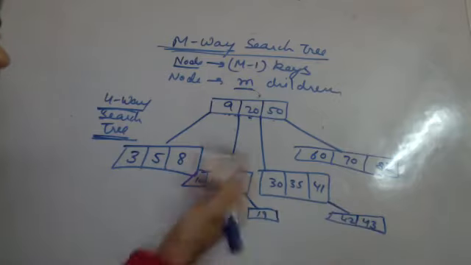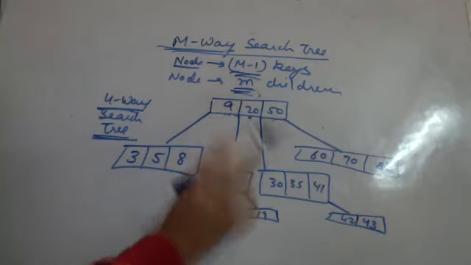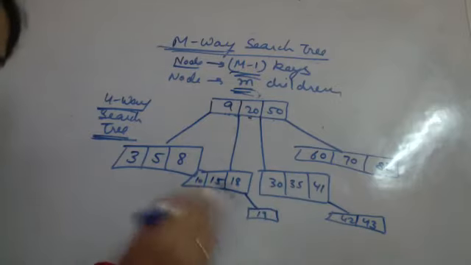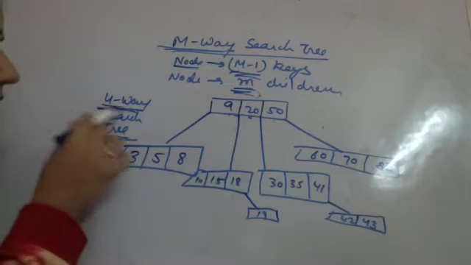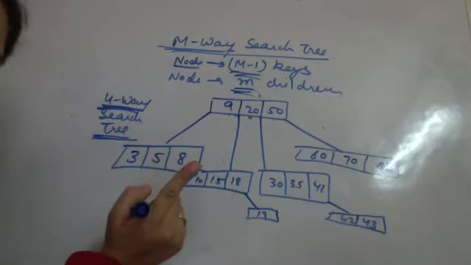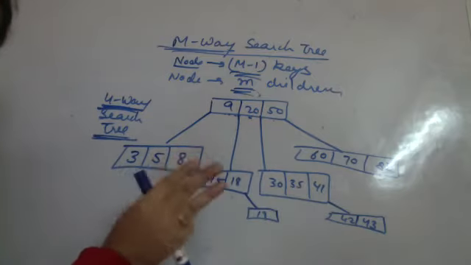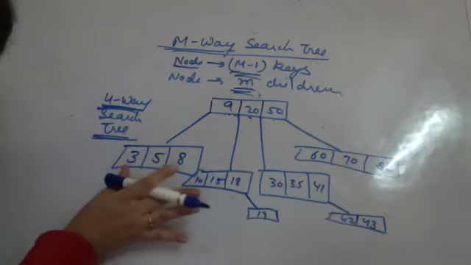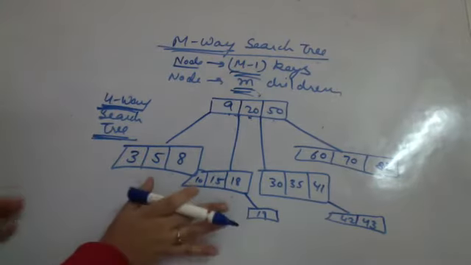It can have maximum m minus 1 keys and maximum m children. This is the maximum size in an M-way tree. So it is not necessary that all the children are present, and it is not necessary that all the keys are present. So in a 4-way search tree, a node can have at most 4 children and 3 keys. So if you can clearly see with the example, I'll tell you how I insert and all, but I'm just telling the concept here.